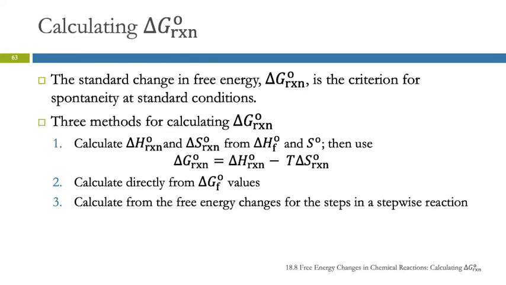Okay, so calculating delta G for a reaction, the standard change in free energy. And this is the criterion for spontaneity at standard conditions. So there are 3 different methods, and which one you use depends on what sort of information you have. You can calculate the standard enthalpy of reaction and the standard change in entropy for the reaction from heats of formation and standard entropies. And then you can use the equation that relates delta G to delta H and delta S. So that's one method.